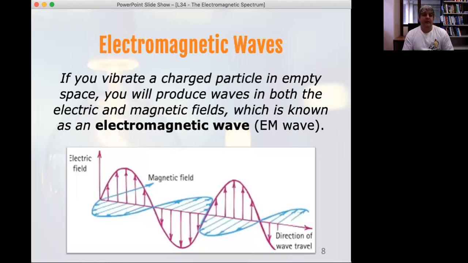And so when you send a particle oscillating, it sends energy off through space, and that energy is in the form of an electromagnetic wave. Electromagnetic because it is oscillations in both the electric and magnetic fields. Right? That's it. Electric and magnetic fields oscillating, therefore electromagnetic wave.